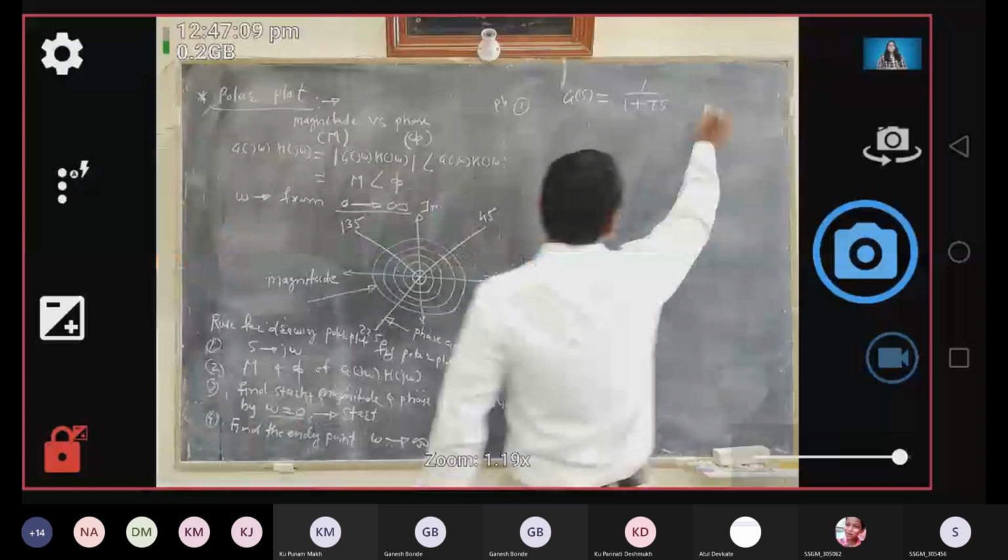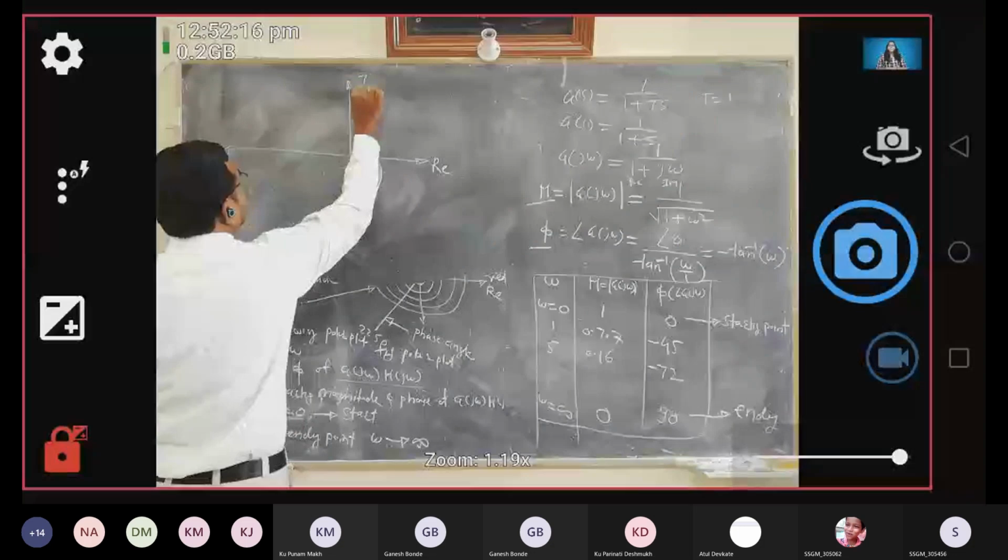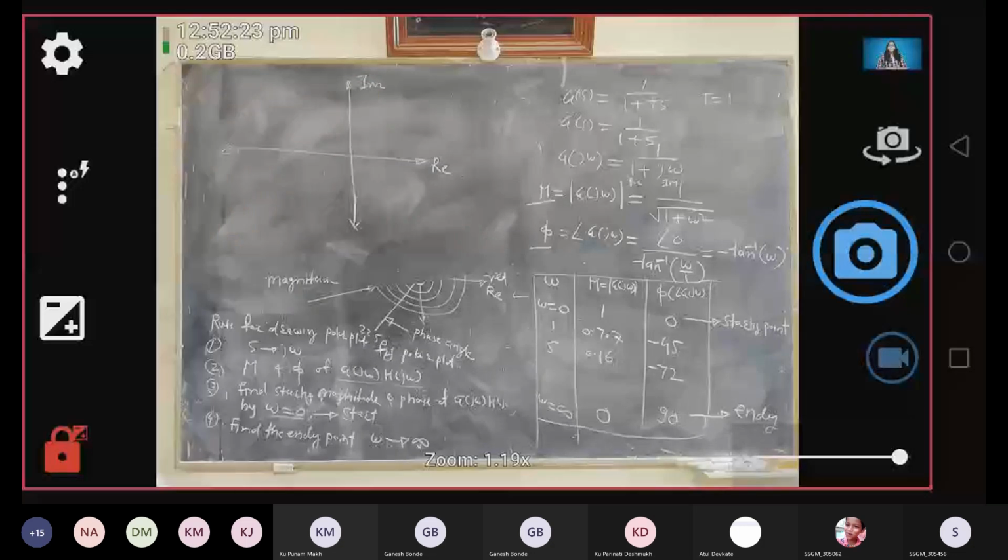Okay, then what is polar plot? You can sketch this plot on graph paper also by selecting the scales. This will be real axis, this will be imaginary axis. So locate the starting point first. So starting point is magnitude is 1 and phase angle is 0. So here is where you can locate this point.